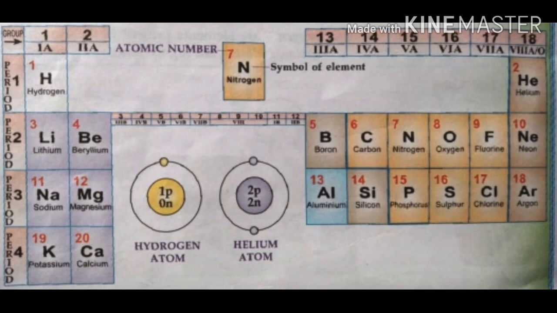Now come to group 13. It contains boron, aluminium. Group 14 contains carbon and silicon. Group 15 has nitrogen, phosphorus. Group 16 has oxygen and sulfur. Group 17 has fluorine and chlorine, and group 18 has helium, neon and argon.